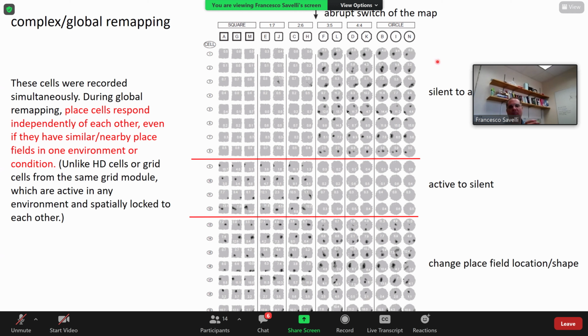So somehow the environment was morphing gradually, but the cognitive map doesn't like that. It was so overtrained to recognize square or circle that it wanted to fall within either one or the other. And once something in the brain sensed that this was the circle, well, then the entire place fields all changed for each place cell.